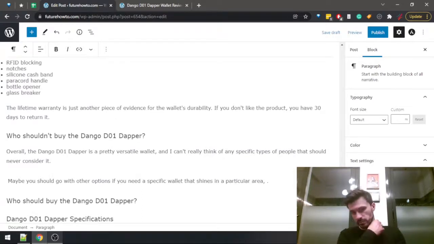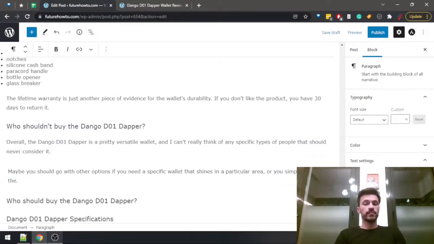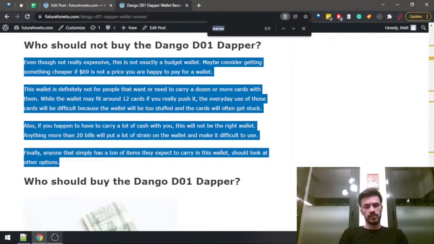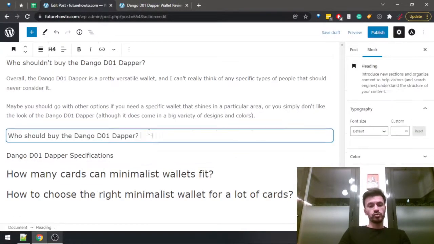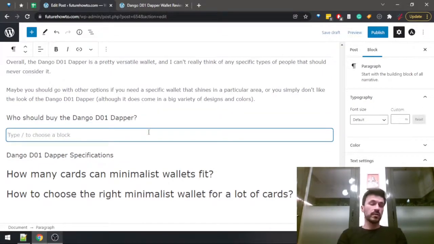Okay, this is not like the best sentence I've ever written, but it's gonna do the job. In a particular area, or you simply don't like the look of the Dango DO1 Dapper, although it does come in a big variety of designs and colors, I think. Yeah, okay. Who should buy the Dango DO1 Dapper?